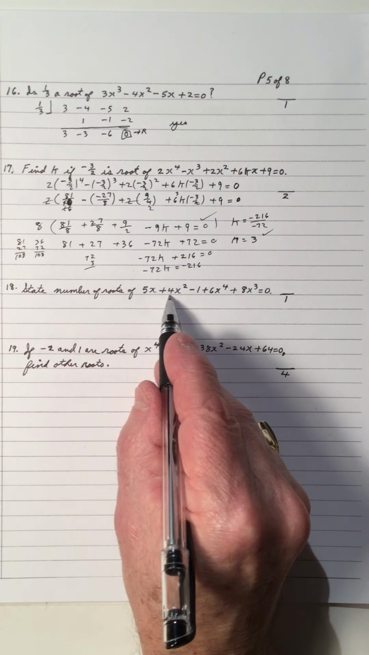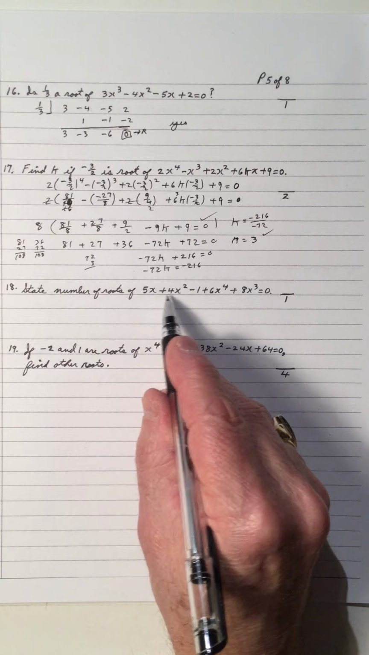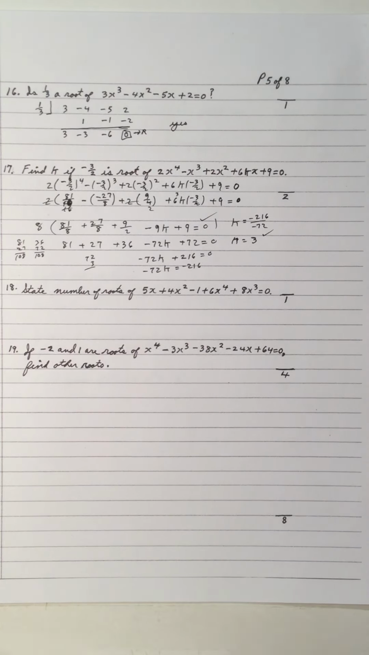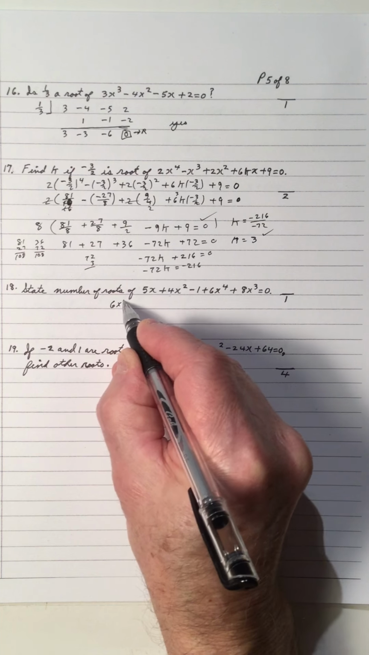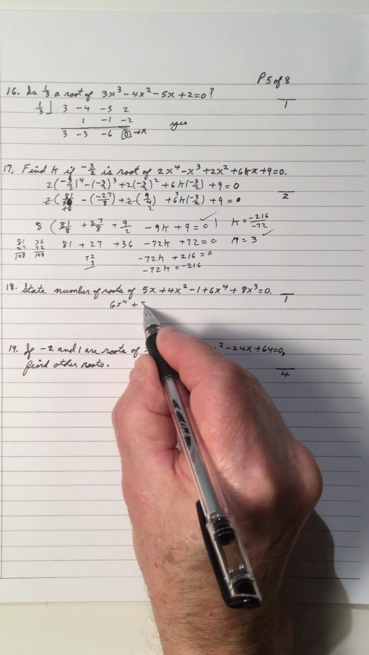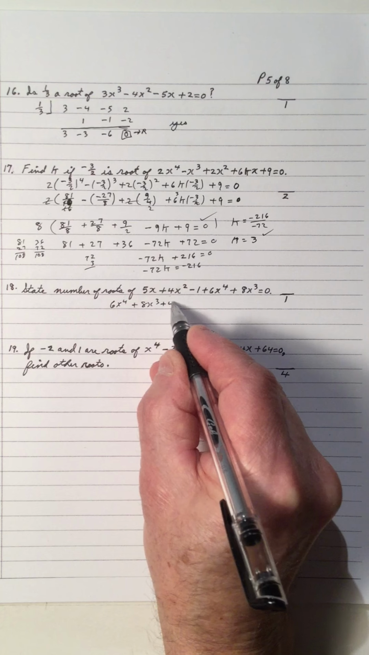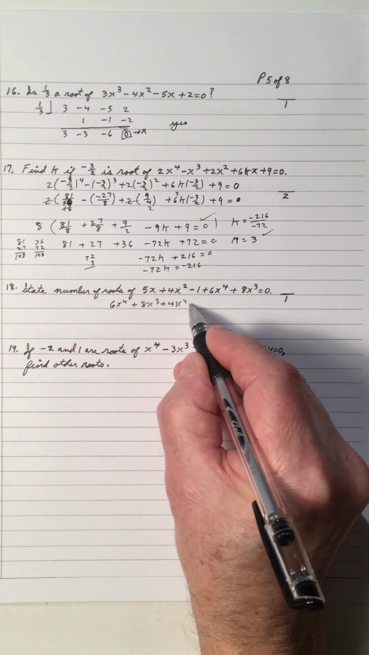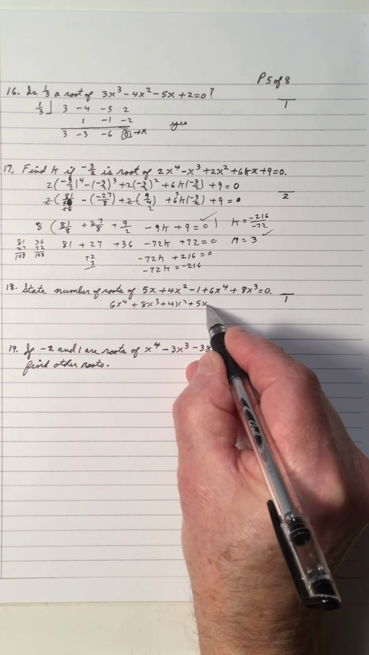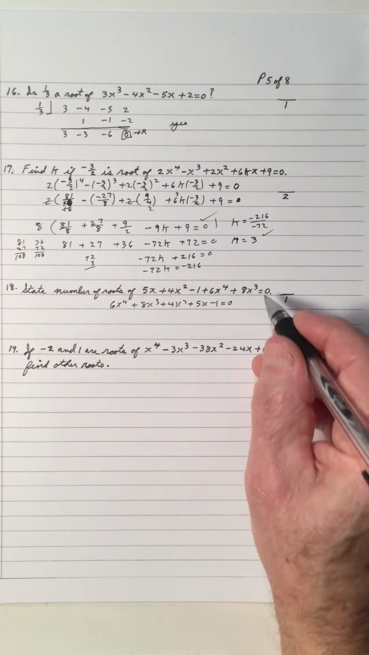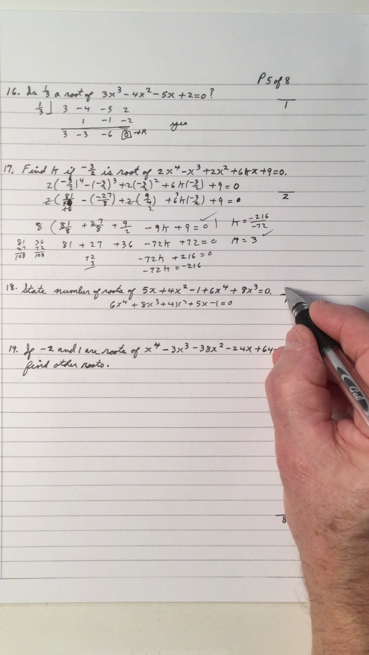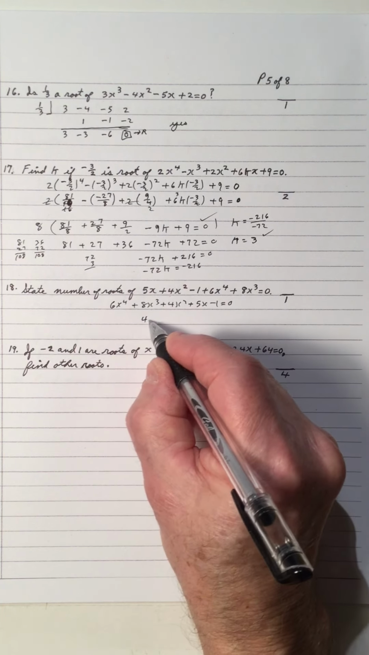State the number of roots in this expression that's equal to 0. So the roots are in an equation. So we have descending order. We have x to the 4 plus 8x cubed plus 4x squared plus 5x minus 1 equals 0. So the highest power is 4, so the number of roots in this is 4. You got 4 roots.